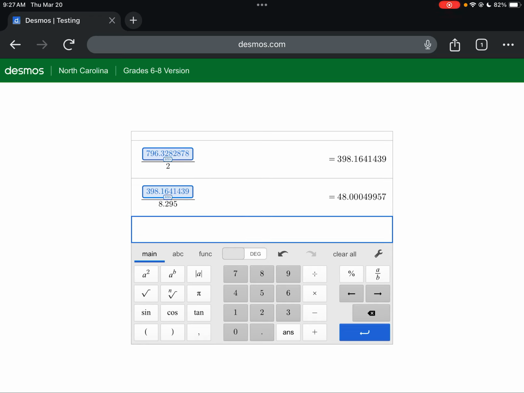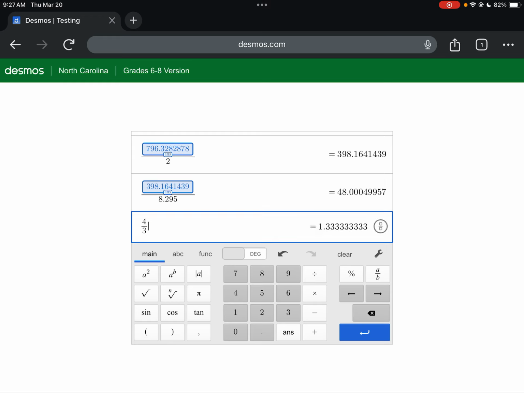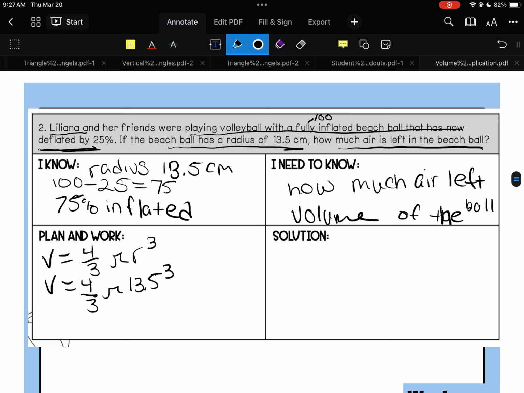Volume, so you don't have to write V equals, and you just do 4/3 pi, and then 13.5 cubed. And you can just type that in all in right like that, and you get 10,305.99. But we don't just want that, we want 75% of that.